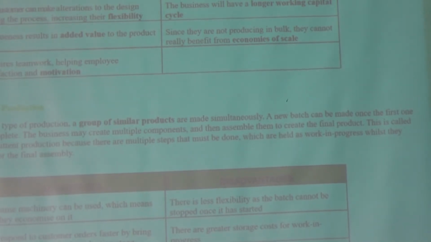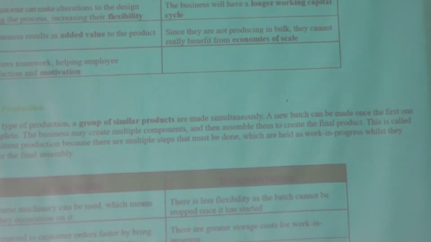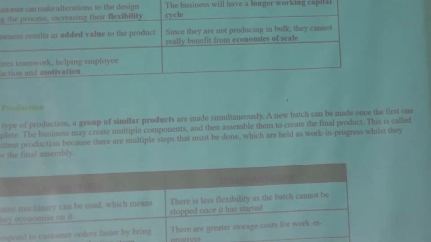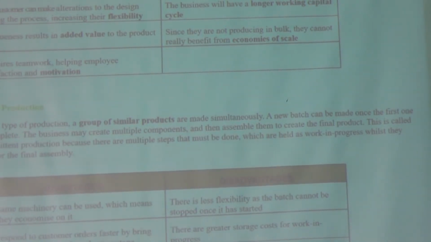We can imagine that, like with flowers and fruit and all those things. The batches. There's one group being sold at a time. The business may create multiple components and then assemble them to create the final product. This is called, it's just batch. Just call it batch production. It's weird. I don't know why they have a second name, batch. But there are several steps that need to be done.